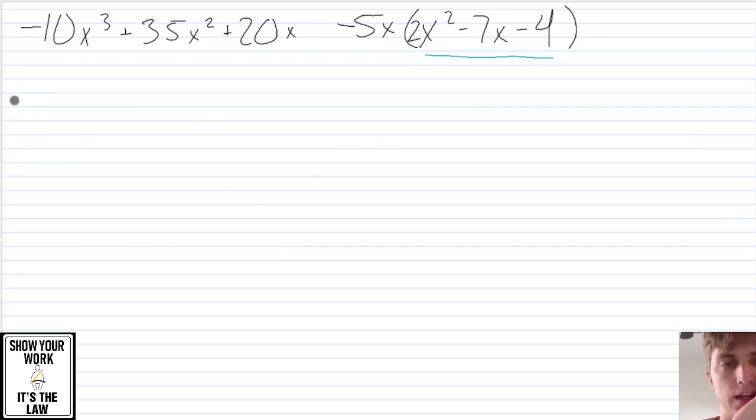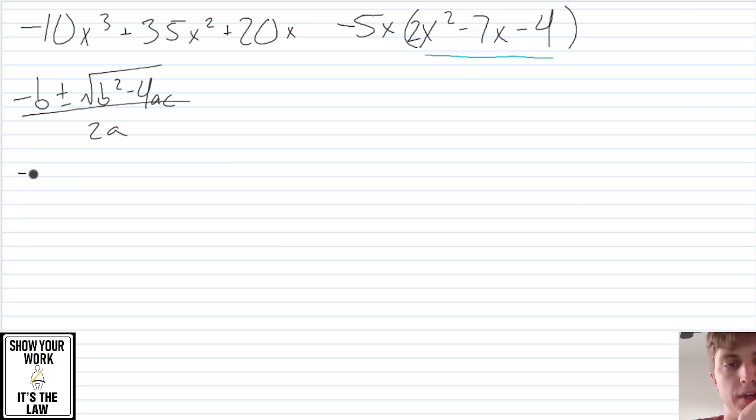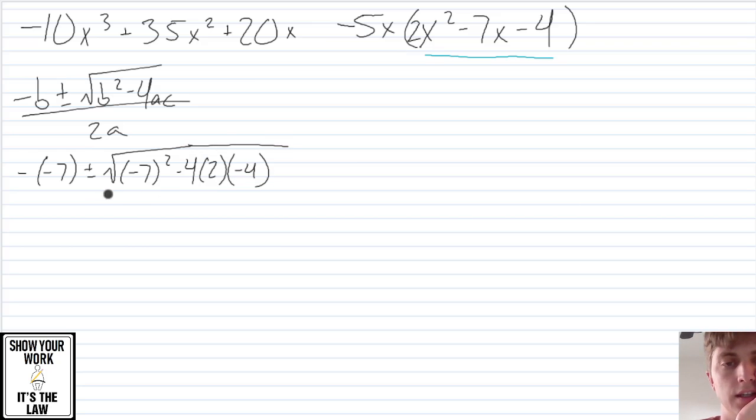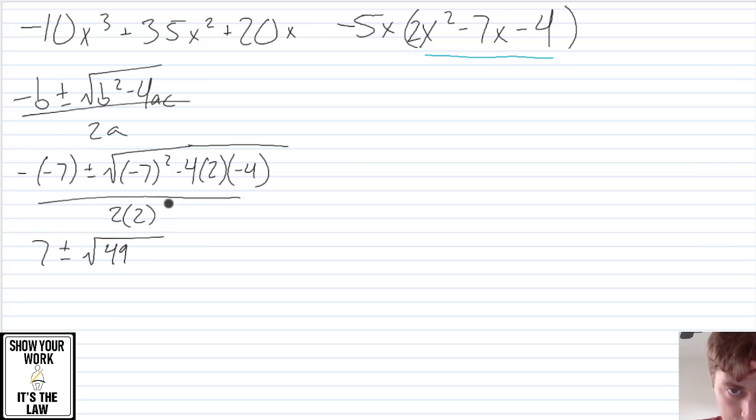So we've got negative b plus minus the square root of b squared minus 4ac over 2a. Negative, what's the coefficient on the x term? -7 plus minus the square root of, don't forget the parentheses, -7 squared minus 4. Coefficient on the x squared is 2 this time. We got a -4 as our constant. Divided by 2, that's also another 2 right there. That gives us a +7 plus minus -7 times -7 is 49. -4 times -4 is 16. Times 2 is 32. So that's a +32 actually. 2 times 2 is 4.